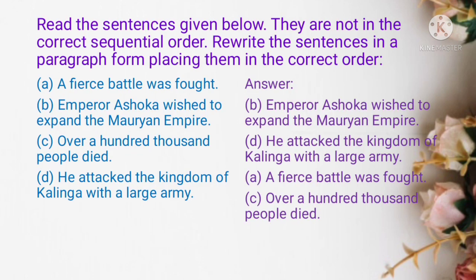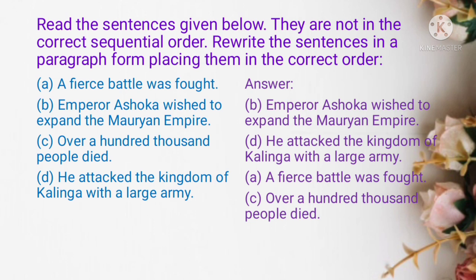Let's now go for the examples. Our first example is given here. Let me read. The fierce battle was fought. Emperor Ashoka wished to expand the Mauryan Empire. Over 100,000 people died. He attacked the kingdom of Kalinga with a large army. So if you see here, there are only four sentences, but not in a correct order. How do we know that they are not in a correct order?